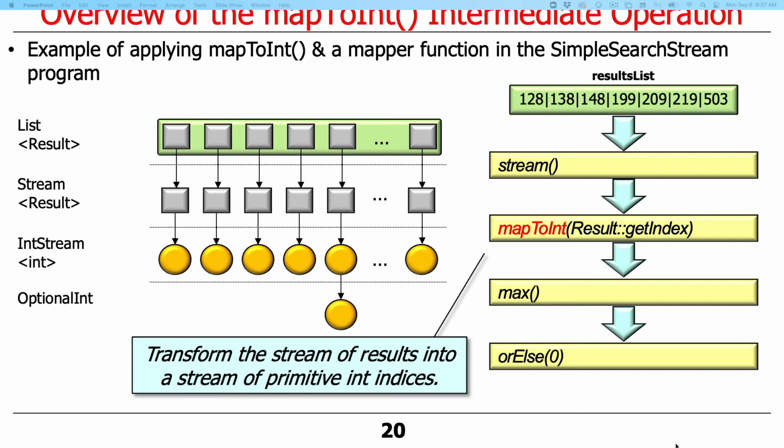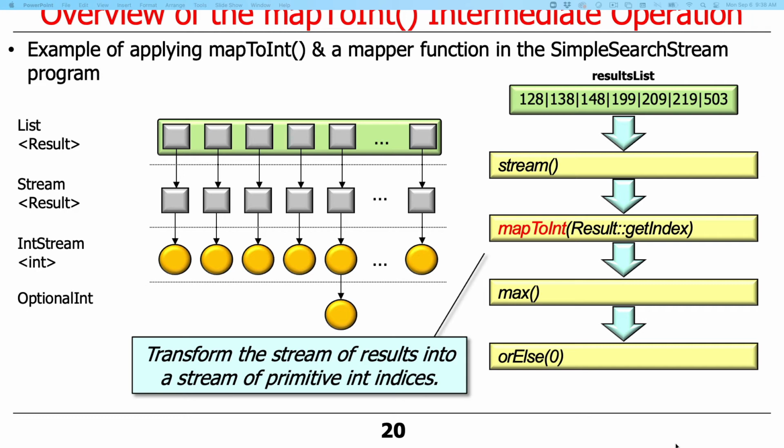What we can do is convert that into a stream of result objects, and then we can use mapToInt to convert that to a stream of integers. So notice we have an IntStream. IntStream actually isn't a parameterized type, but I'm making it look like it is. It's an IntStream that's parameterized by int. And then we can take that stream of ints and apply an operation like max on it. What max does, as you might expect, is look in the stream of ints and find the max value. So this allows us to find the largest index in the results list as an int.